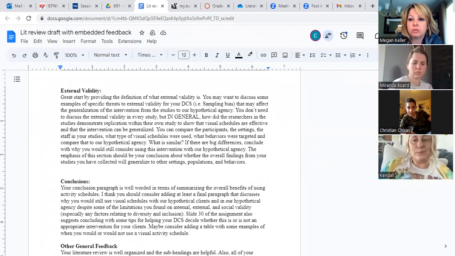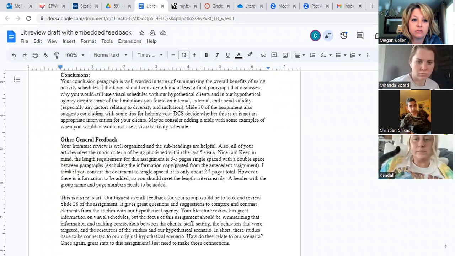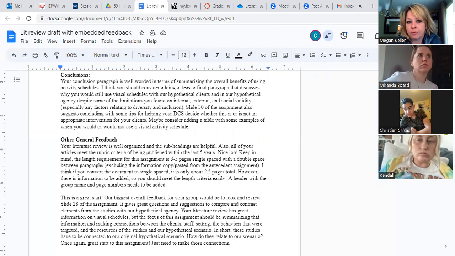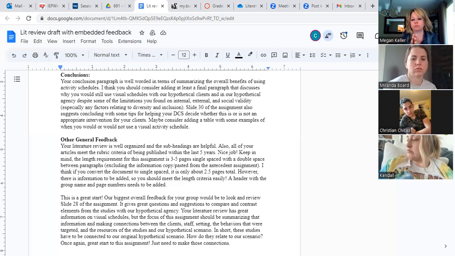All right, let's jump into our conclusions as well as general feedback. It's well worded, summarizing the benefits of using the visual schedules. Overall as a group, when we met, we felt we want to have a final paragraph that discusses why we would still use the schedules with our hypothetical clients in our hypothetical agency, linking that back to our specific group of children, thinking especially about factors relating to diversity and inclusion.